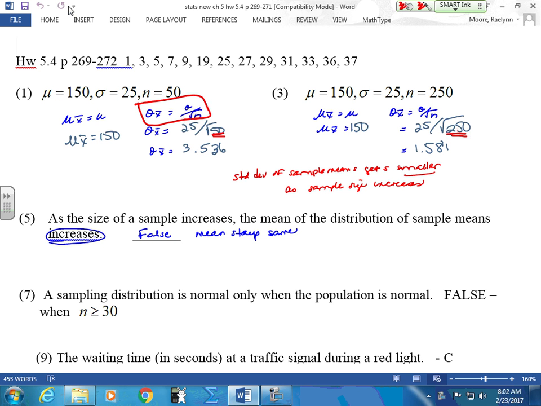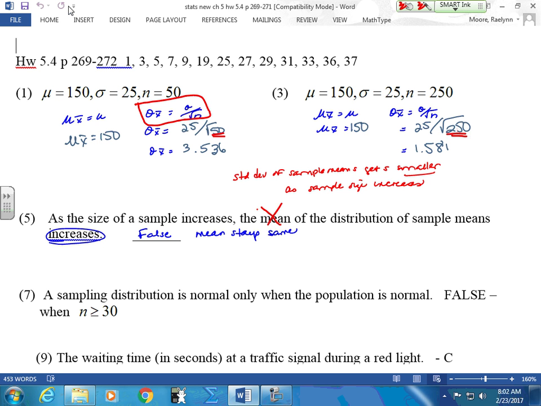So therefore we confirm that as the sample size gets larger, your sample standard deviation will get smaller. A little bit more exact, if you will. So we determined as the size of the sample increases, not the mean of the sample increases. Nope, the mean stays the same. The mean will stay the same, and the standard deviation will decrease. So that one had a double whammy in there.